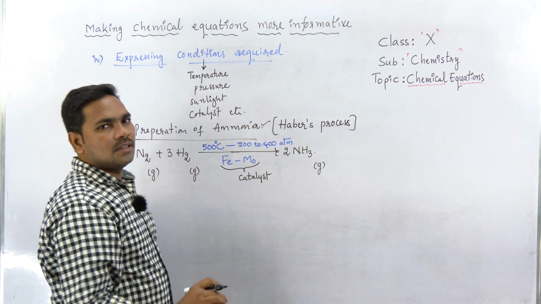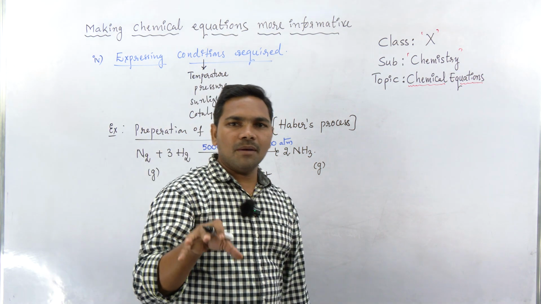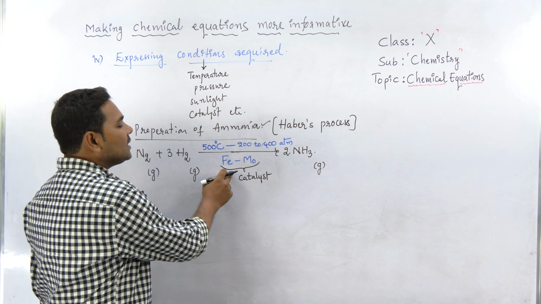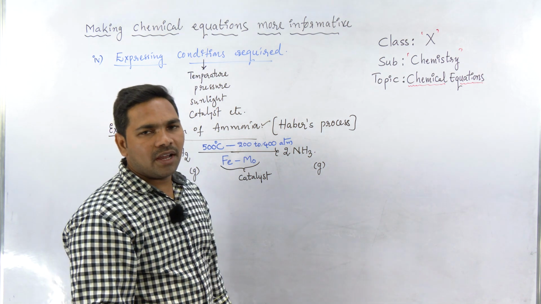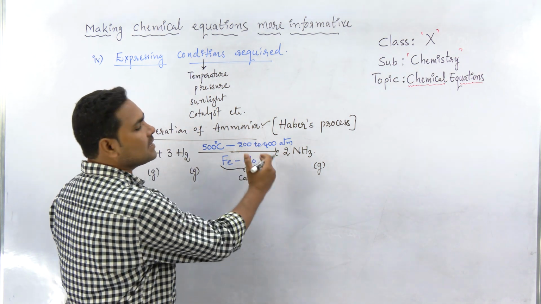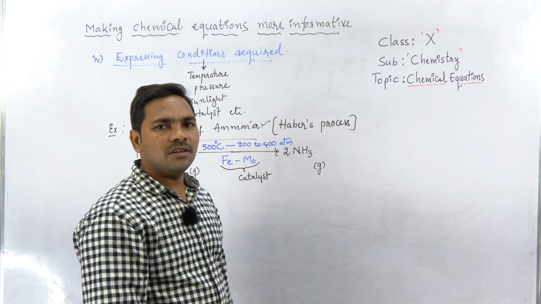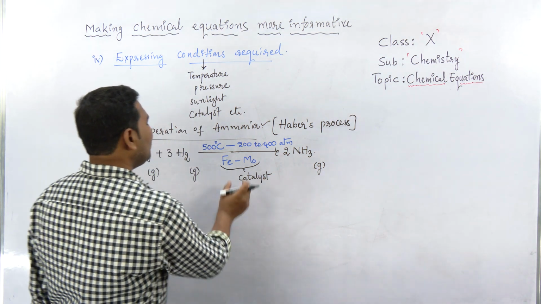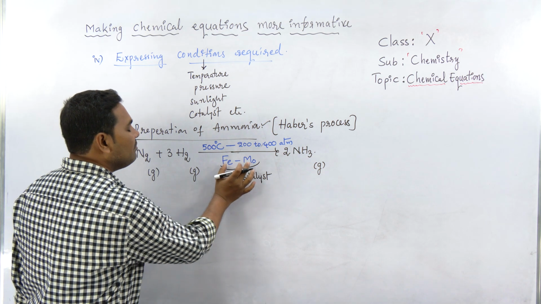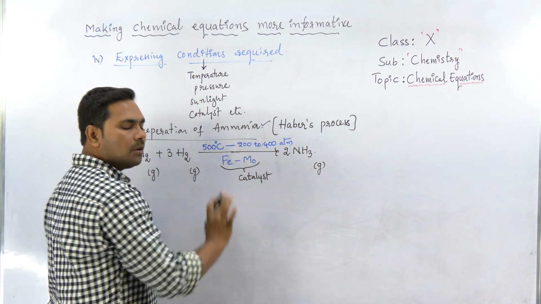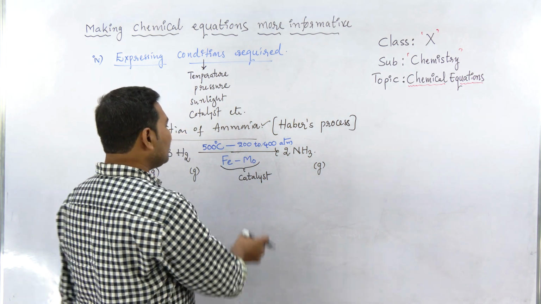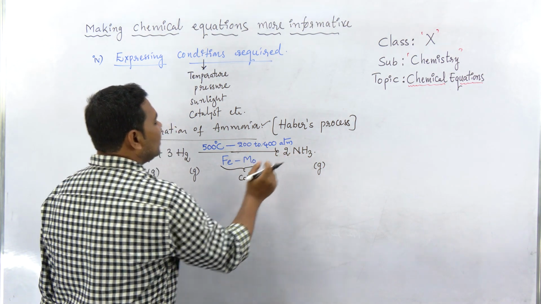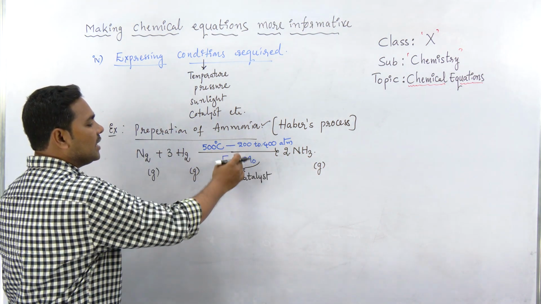This catalyst doesn't participate in the chemical reaction, it doesn't undergo any change, but what it does is alter the rate of the reaction. That means mostly it increases the rate of reaction, so the reaction happens faster than the usual time. Iron is one metal, molybdenum is also a metal, and their mixture here increases the speed of the production of ammonia gas under this condition. These are the conditions required.